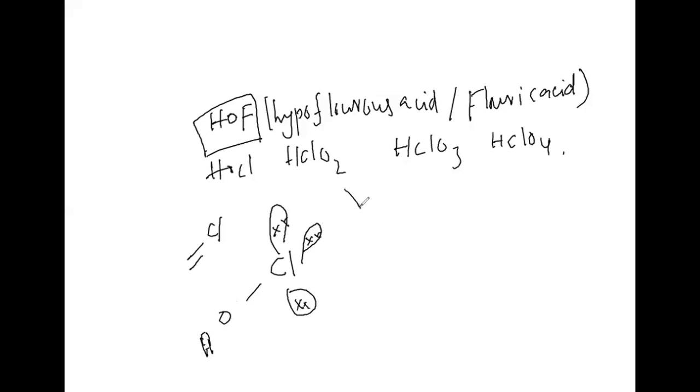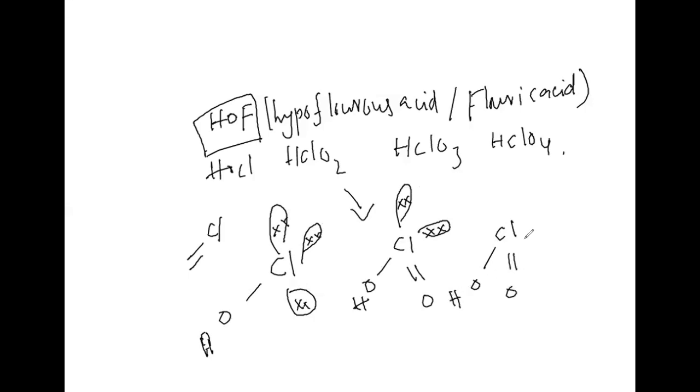Then the next one is HClO2. That is Cl, OH will be like this. One double bond like this. Here one lone pair and here another lone pair. Then HClO4, you can take OH. Here one double bond O, here one double bond O. Then one lone pair. Then the last one, OH, double bond O, double bond O, double bond O.